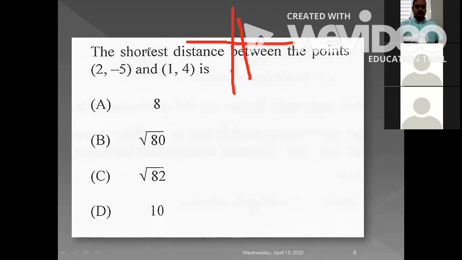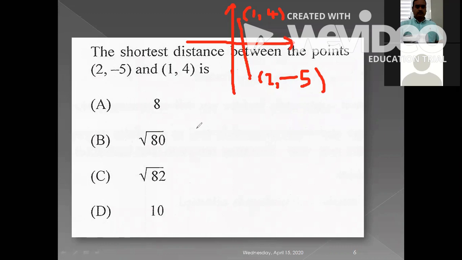Right. So what I'm doing right here is I'm just drawing a little grid showing the 2 points. So let us say this is (2, -5), and this one up here is (1, 4). Now the shortest distance between 2 points is a straight line. That's how you go.